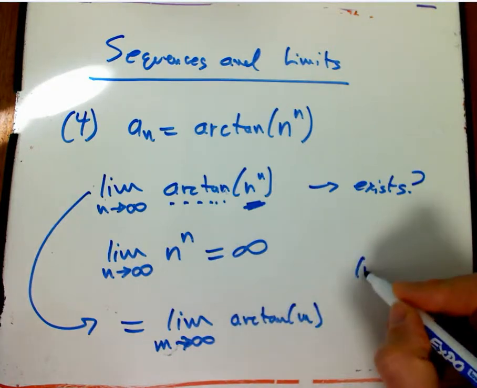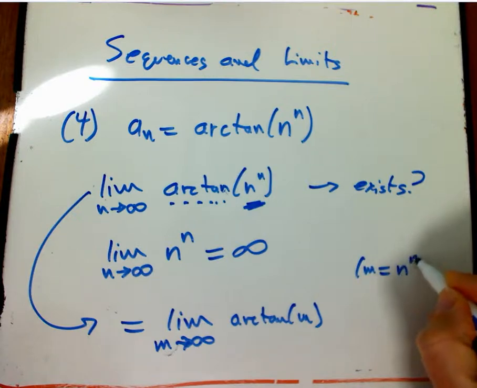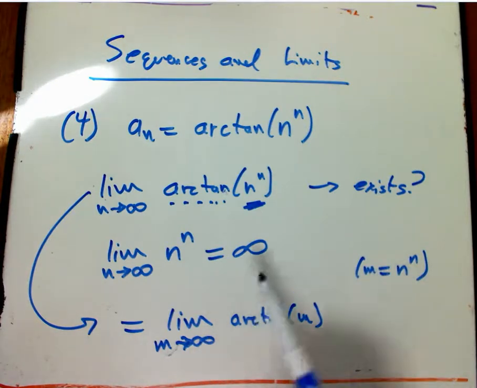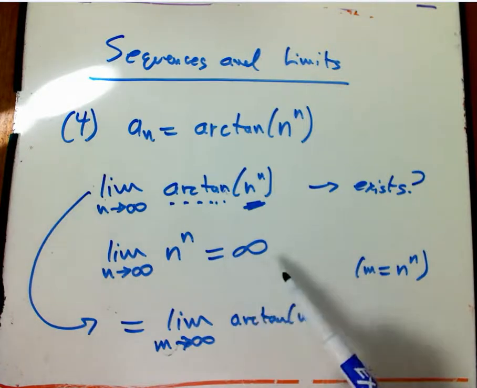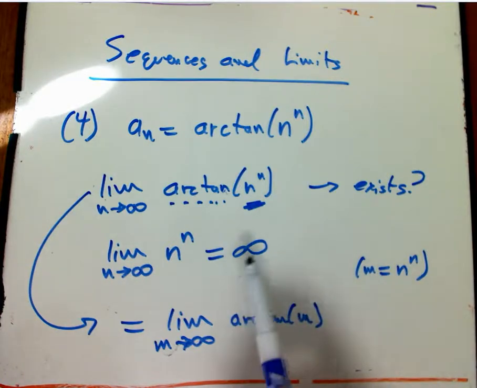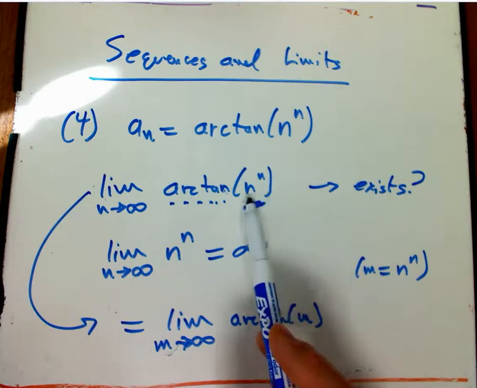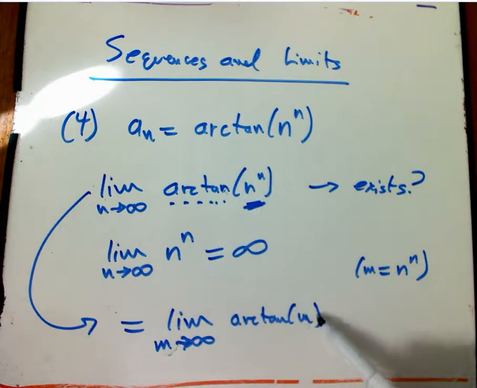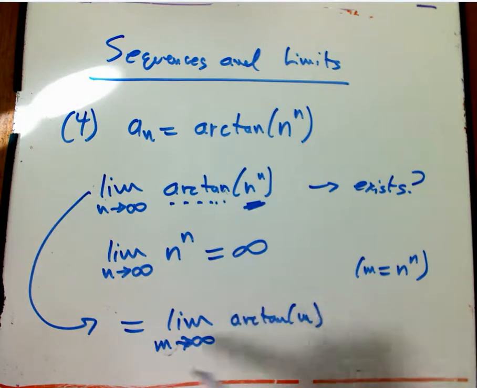And really, we could say we're just denoting m as an abbreviation for n to the n, and the key thing is we know that m really is going to infinity. So this is getting a little close to manipulating infinity as a number, but it's not really. It's just saying that as n goes to infinity, as n increases without bound, this quantity, which we're now denoting m, increases without bound. And this question asks what happens to the arctangent when its argument increases without bound. Well, that's a known thing.